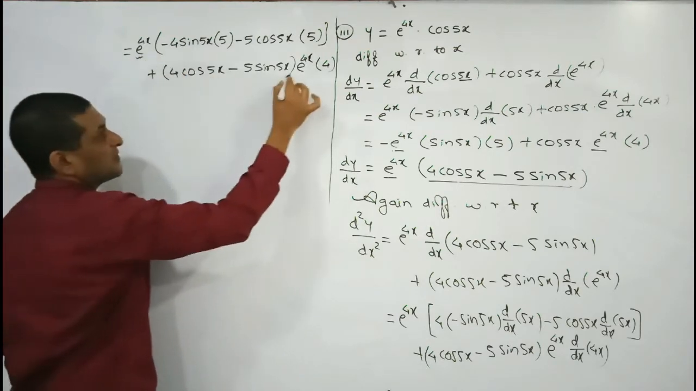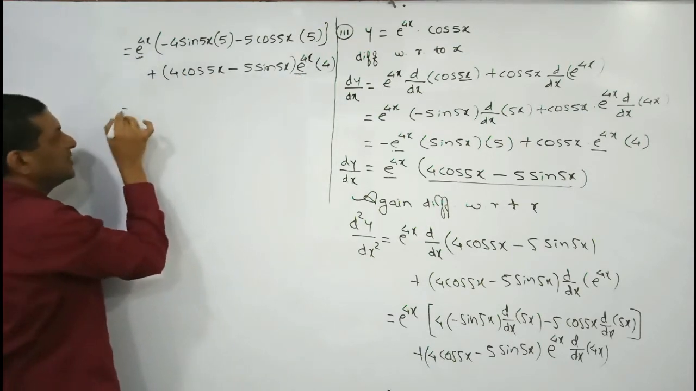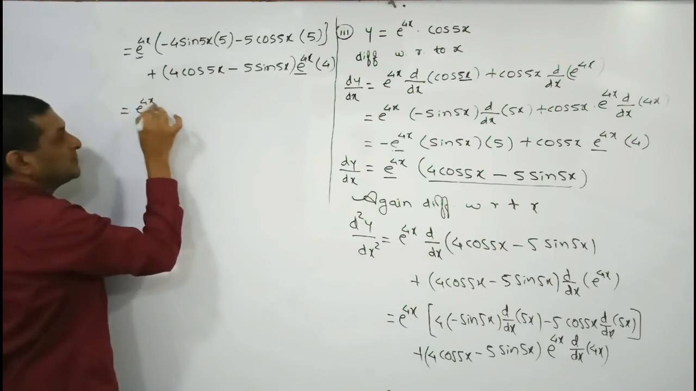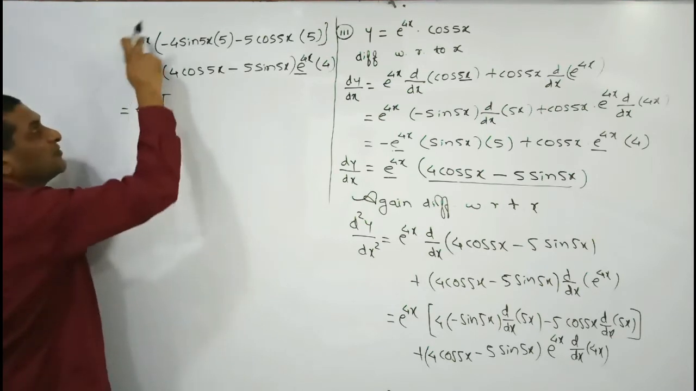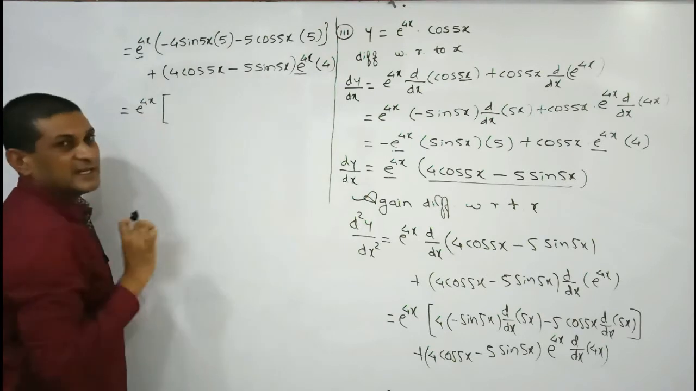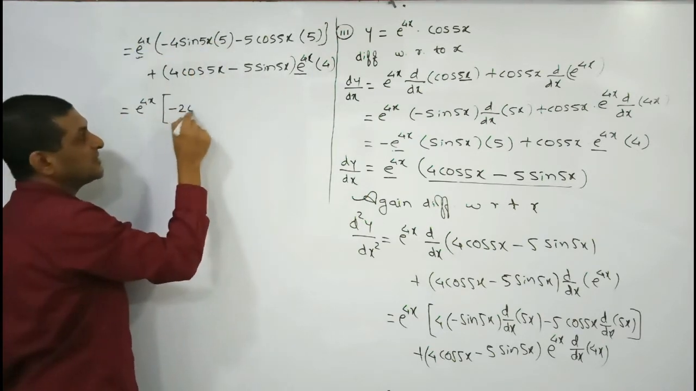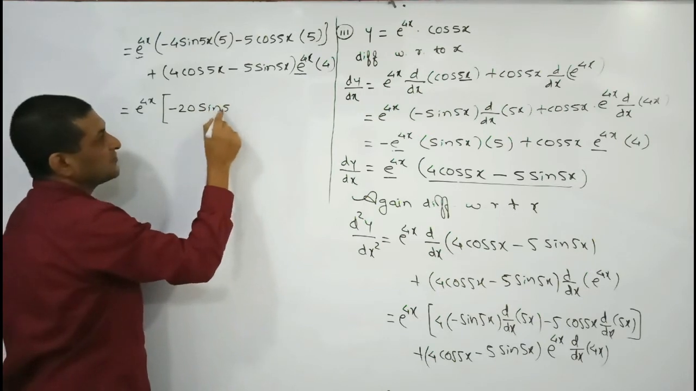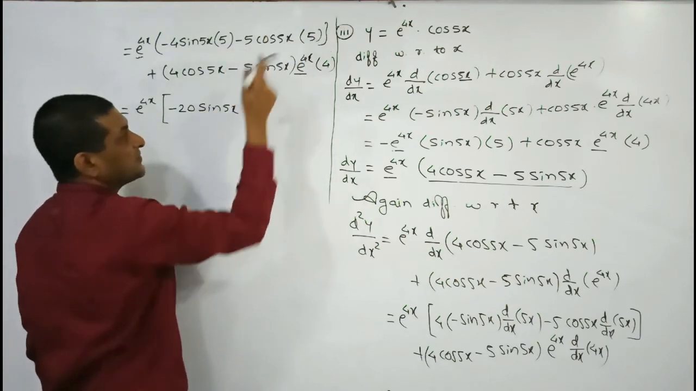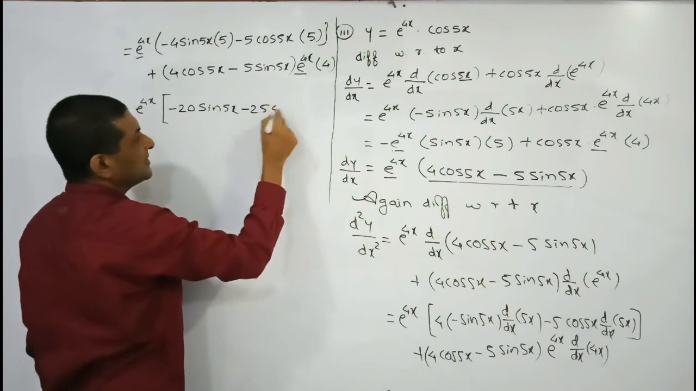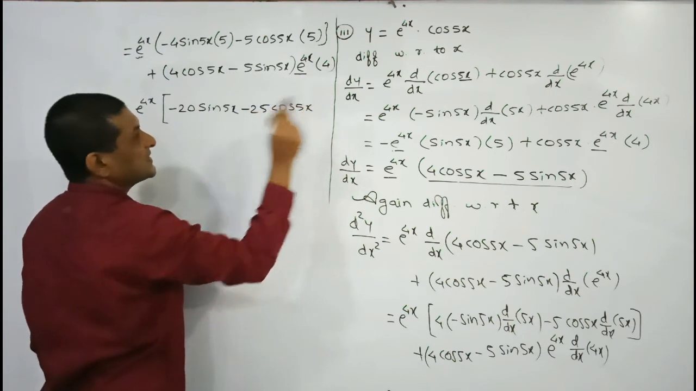e raised to power 4x and e raised to power 4x, we are able to take common from both the terms. If I am taking e raised to power 4x common from the first term, let us see what will be the remaining term here. Here 5 into minus 4 is minus 20 sin 5x, and minus 5 into 5 is minus 25 cos 5x, isn't it?